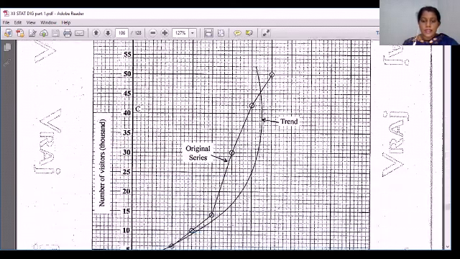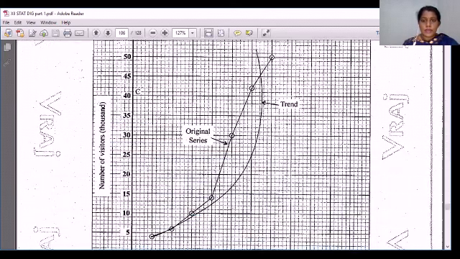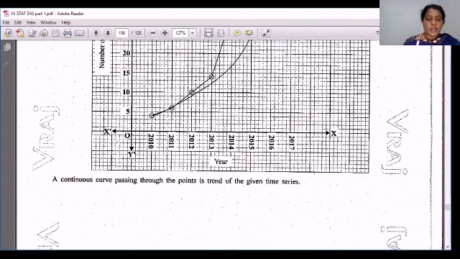Like this. And here a curved line is used to cover all the points to show a trend line. It's not a big issue how you draw a trend line. The only thing you have to keep in mind is that the trend line should cover all the plotted points. All the given points should be covered under this trend line. That is the only main thing you have to see while drawing a trend line. Nothing big, right?